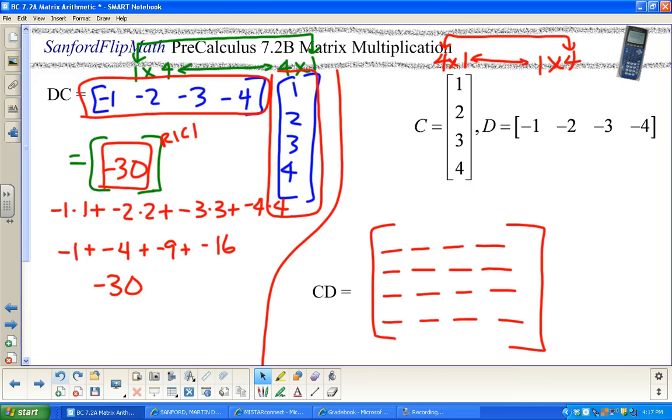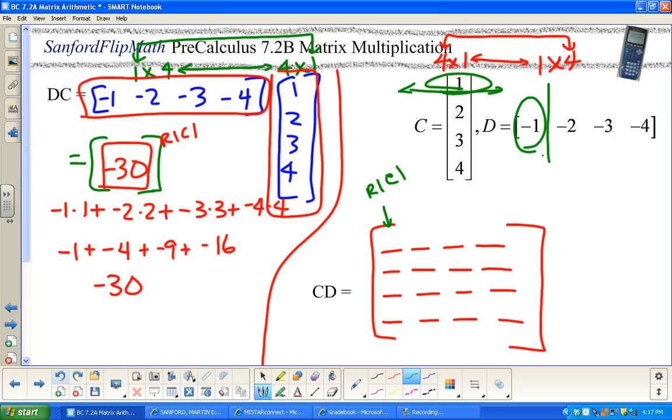Well, it's still going to go quick though, because to do the row 1, column 1 entry, I'm going to use row 1 and column 1. So I'm going across this and down this. Okay, so left to right and top to bottom at the same time. So 1 times negative 1 plus, well, that's it.